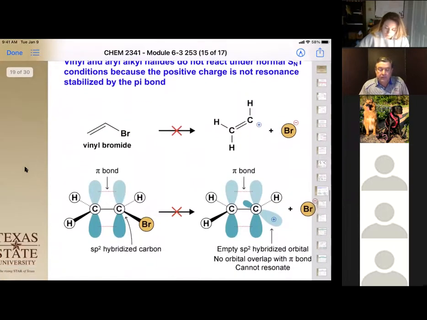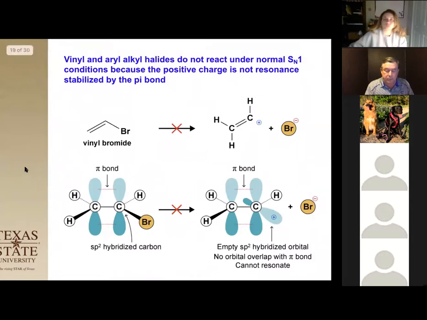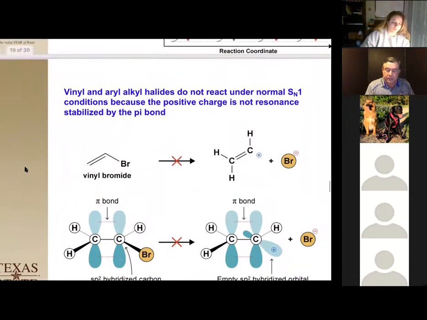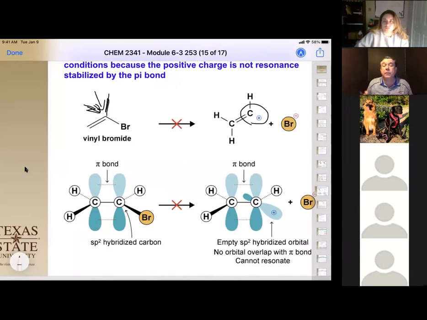Okay, so the other thing we also want to remember is we're only going to do the substitution reactions, either the Sn1 or the Sn2, on sp3 hybridized carbons. We're not going to do a substitution reaction by displacement here because we have no way to get 180 degrees apart from your leaving group because of sterics. And we're not going to do an Sn1 reaction because that's a very unstable cation.